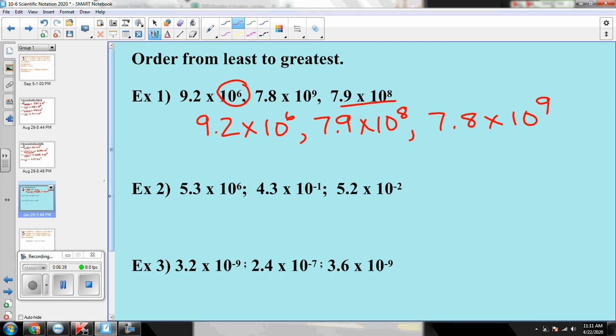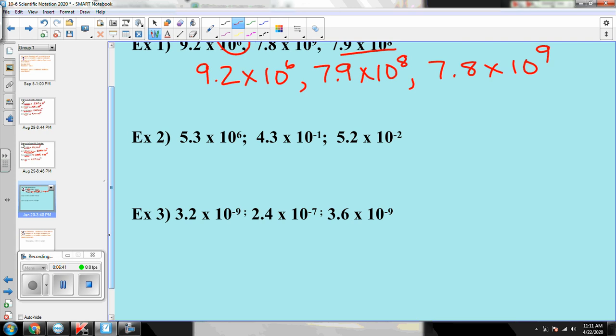So looking at number 2, all of these numbers are in scientific notation. So I need to find the least exponent. So I have a 6, a negative 1, and a negative 2. Out of 6, negative 1, and negative 2, negative 2 is the smallest. So the least number would be 5.2 times 10 to the negative 2.